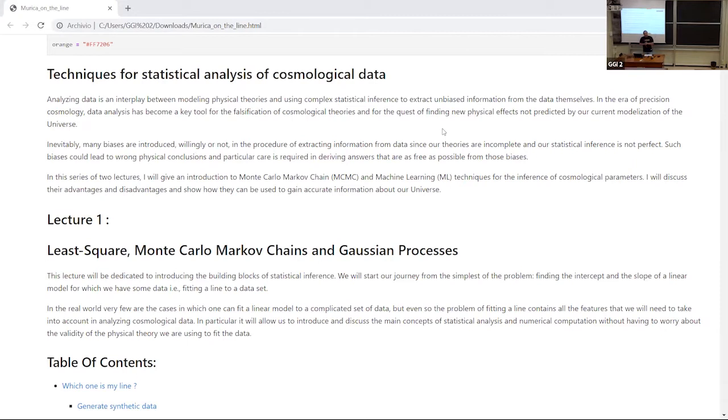So the simplest model that you can imagine is a linear model. Even though in the real world this is not the case typically, very few are the cases in which you can fit a line to data, fitting a line will still give us the opportunity to introduce all the features of statistical analysis and discuss what are the drawbacks and the shortcomings of what we are doing.